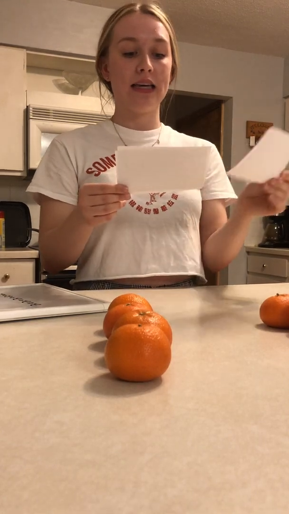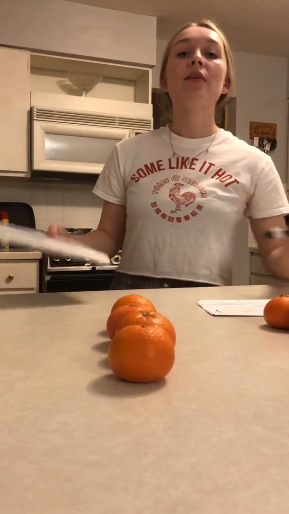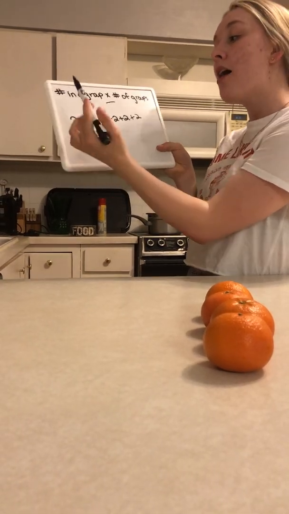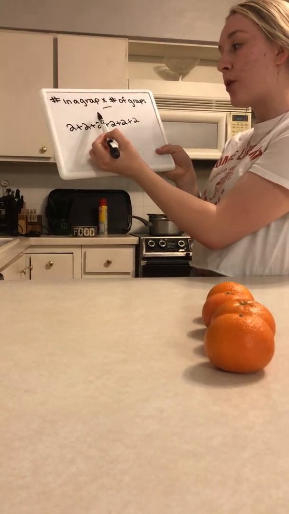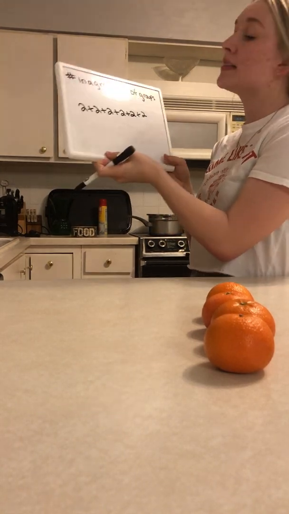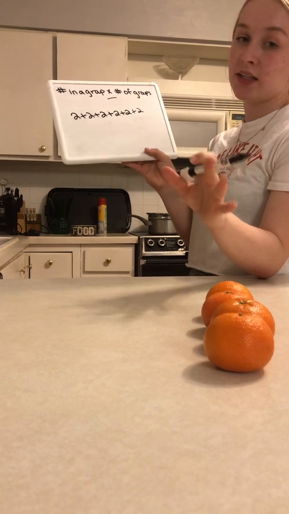To begin, let's first talk about what multiplication truly is. Now, you can easily break multiplication down into two parts. Number one, find out the number in a group multiplied by the number of groups. So to demonstrate that, let's go to our first practice problem.